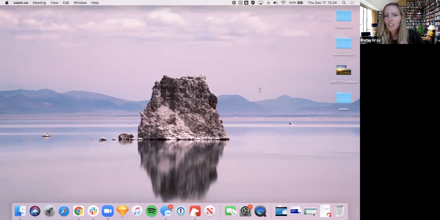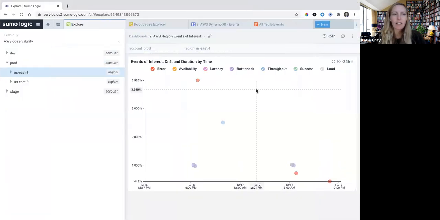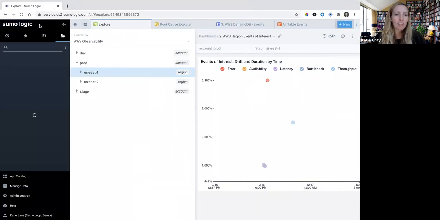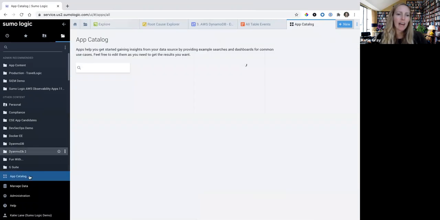And does ELB monitoring support both app and network ELBs? Great question. Yes, to my knowledge, it does. We do have app integrations for both of those. But if you want to double check, a good way to do that and to see what apps are supported by our solution is to go to the app catalog.